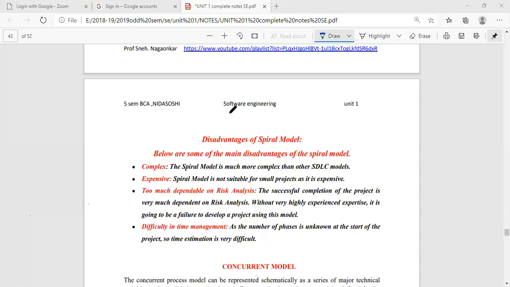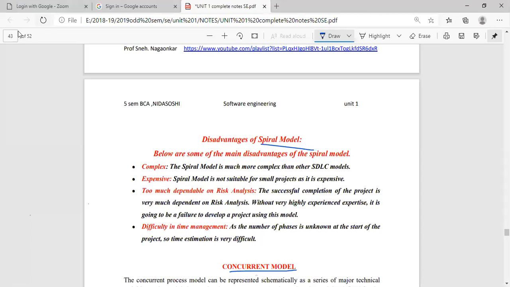I think the spiral model and the prototype model are repeated so many times in the examination. These two models are very, very important for your annual exam also. We have nearly 5 to 7 models: waterfall model, incremental model, RAD model, evolutionary model. In evolutionary models, we have prototype, spiral and concurrent. These three are the types of evolutionary models.